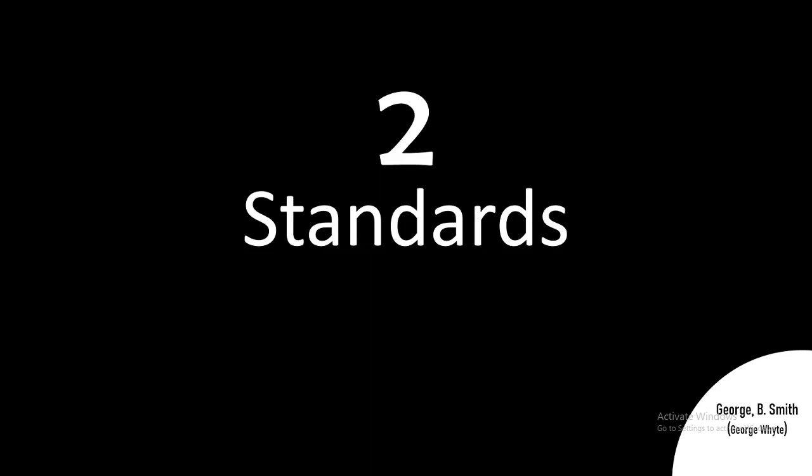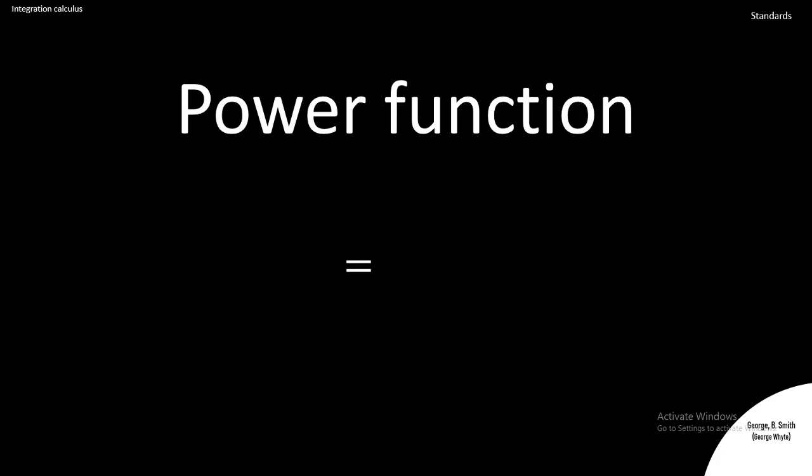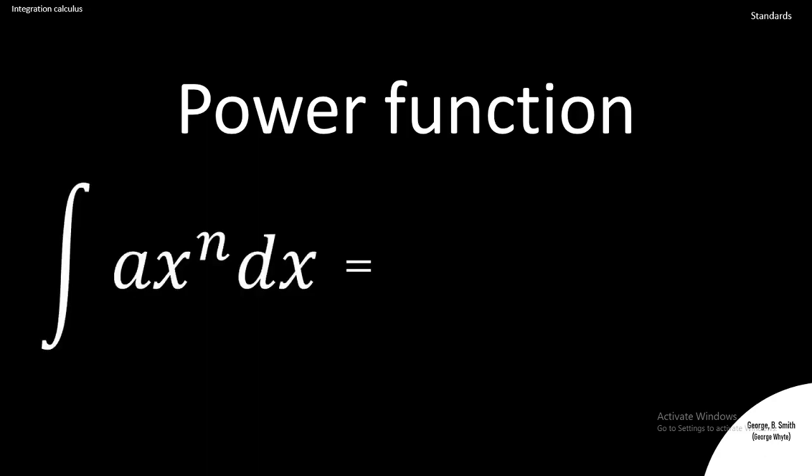The first one we have is the power function. When we talk about the power function, we're looking at a function like this. You want to integrate ax raised to the power of n. This is called a power function. When you integrate this, what are you going to get? Basically you increase the power by 1, from the power being n, you make the power n plus 1.